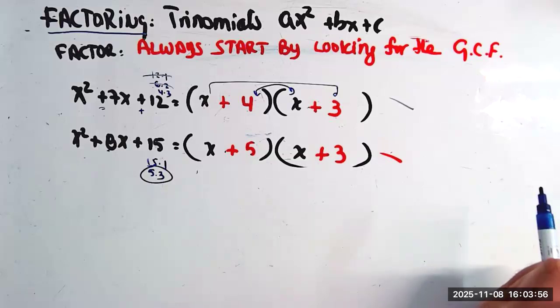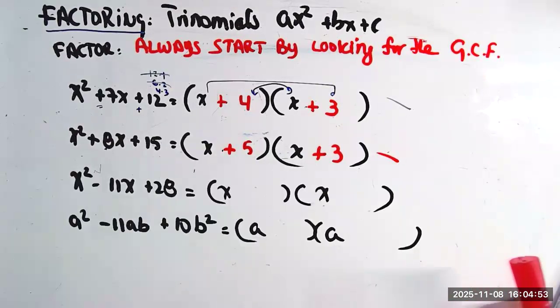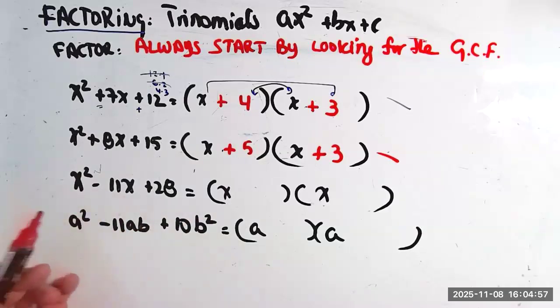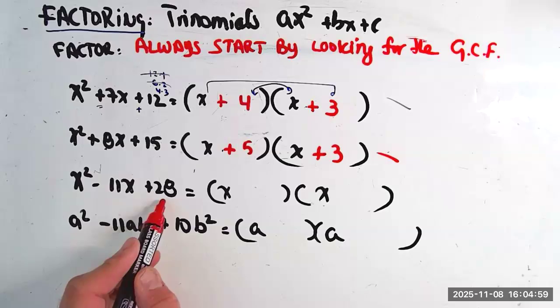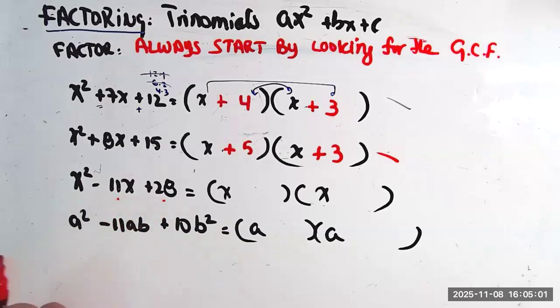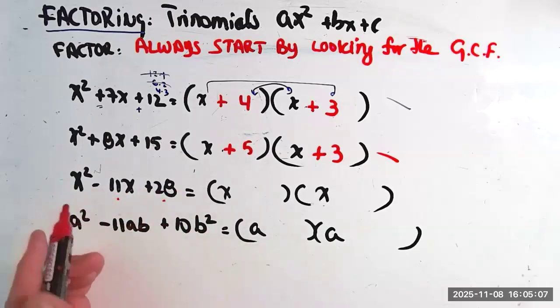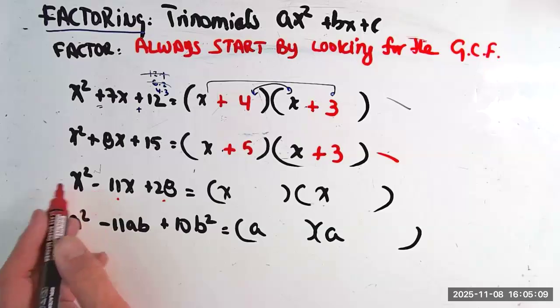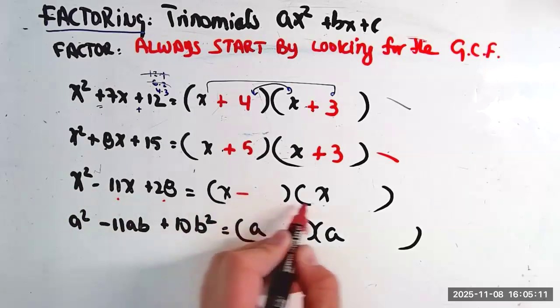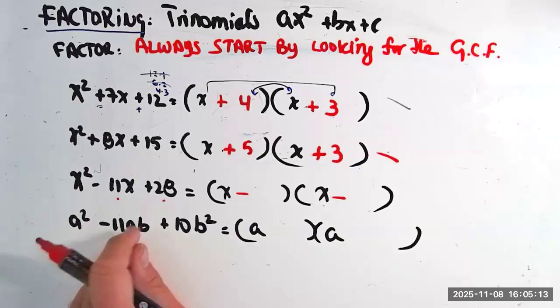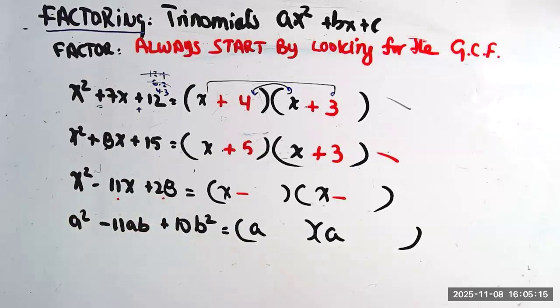What if we have the following examples? What about these other two examples? Once again, no greatest common factor. So we're looking for factors of 28 that give me 11. Notice in this case, c is positive, so the signs have to be the same. However, since I'm looking for negative 11 when we add those, we need both of them to be negative. Factors of 28 that, when we add, give me 11.